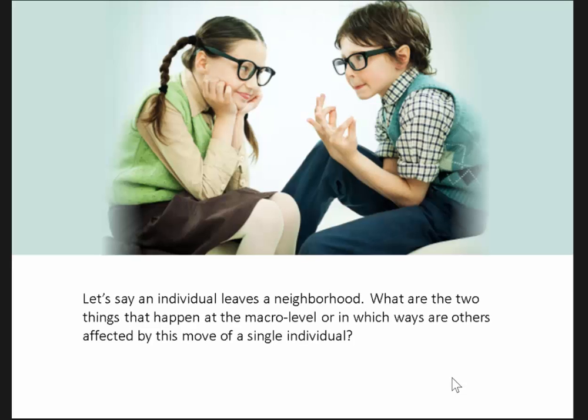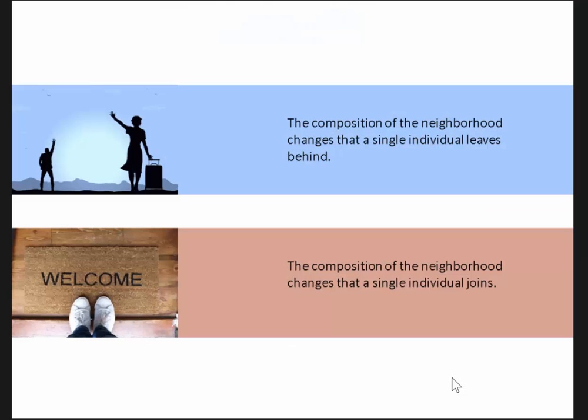Basically, I had a question here for you. Think about what happens when an individual leaves a neighborhood. How does that affect others? How can these feedback loops actually matter here? I'm not going to have you think about that right now. I'm just going to give you the answer straight away.